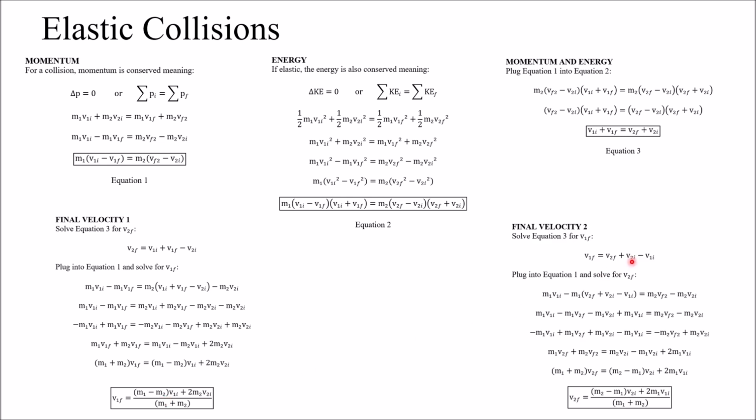And then the same type of thing over here for the final velocity 2. We'll solve equation 3 for v1f, and then we'll plug it in to eliminate that. And then we'll end up solving for v2f. So we have these 2 equations that result from momentum and energy both being conserved, which only happens with an elastic collision. Okay, so now you know where those equations come from.